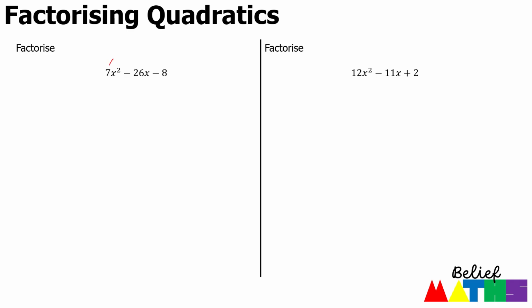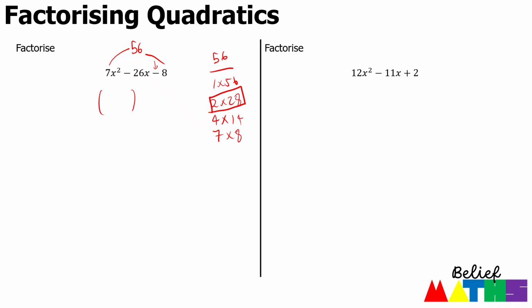So the first thing we're going to do is multiply a by c, so 8 times 7, which is 56. We're going to look at the factors of 56, so that's 1 times 56, 2 times 28, 3 doesn't work, you get 4 times 14, 5 doesn't give you an answer, 6 doesn't give you an answer, and then 7 times 8. And they're all the factor pairs of 56. Now, because of this minus here, we want them to subtract to make 26. So that's going to be our 2 and 28.